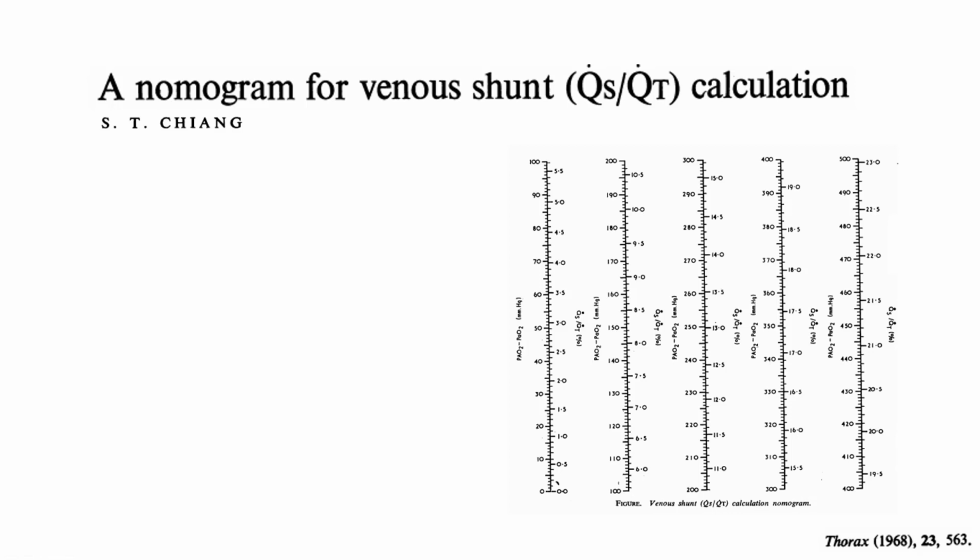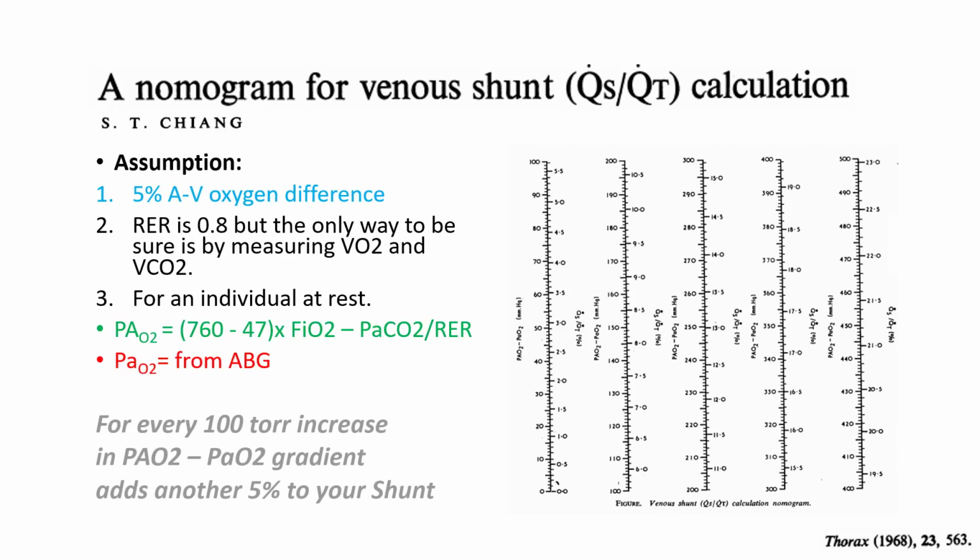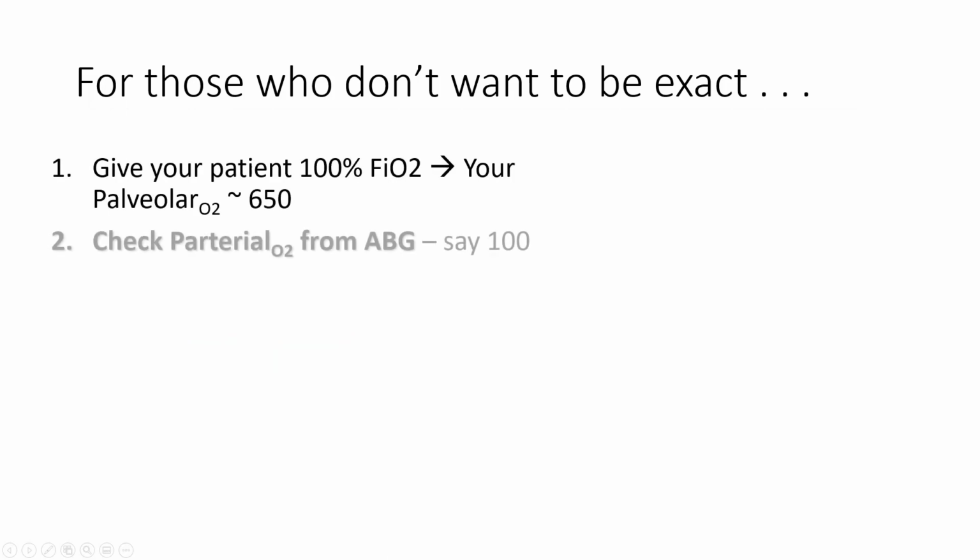If you don't have a nomogram available, you can use a different way to calculate your shunt fraction. The assumptions here are pretty similar to the previous one, with 5% AvO2 difference and RER of 0.8. For every 100 centimeter of water difference between the alveolar O2 and the arterial O2, you get 5% shunt. You can calculate the alveolar PaO2 using the equation that we talked about before, and the arterial PaO2 comes from the ABG.